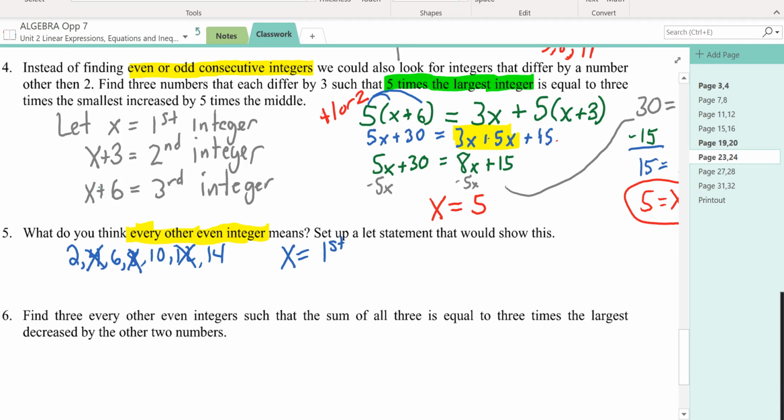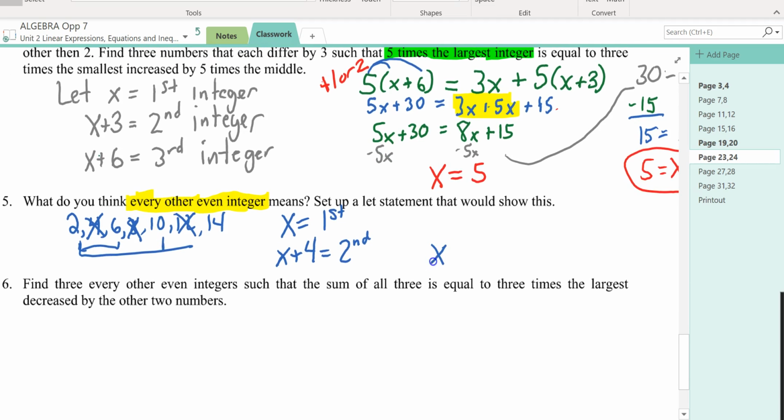What would the next one be? 2, 6. X plus 4, because that's how I get from 2 to 6. How do I get from 2 to 10? x plus 8.